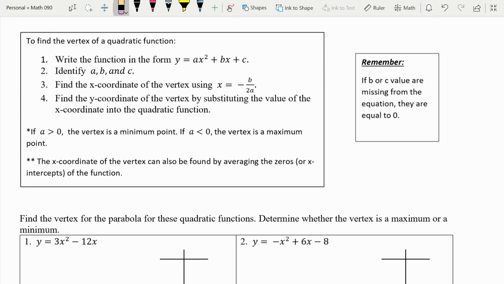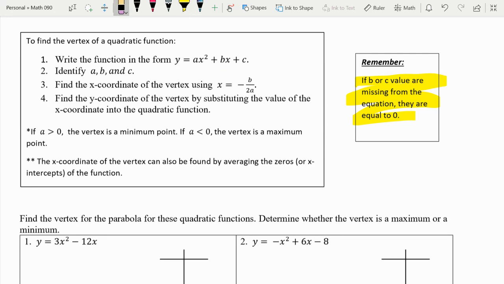But now if one of these terms is missing, then we know that it has to be 0. So if B or C is missing, then we just say that B equals 0 or C equals 0.